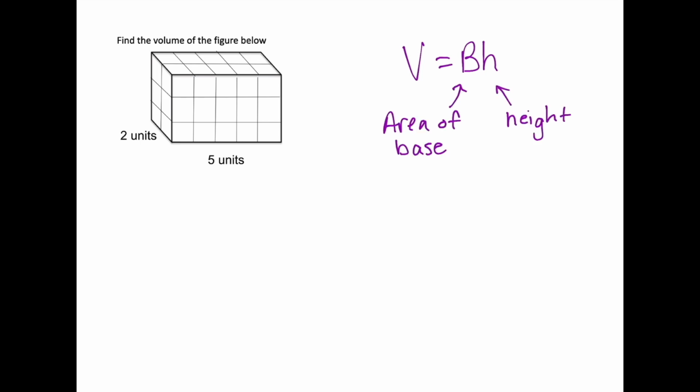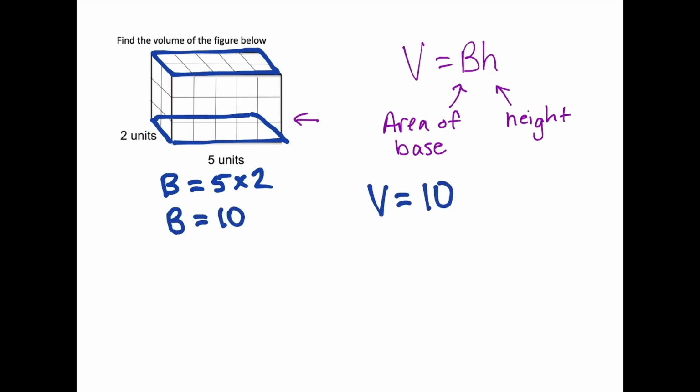But recall, the volume is how many cubic units fit in the inside. So we're looking to see how many cubes fit inside this shape. The area of the base would be a rectangle. To find the area of that rectangle, we would take 5 times 2. That's our capital B. So capital B is going to be 10. For our height, we can count how many units up, which is 3. So our height is 3. So our total volume of this prism is 30 units cubed. That means you would fit 30 of those unit-by-unit cubes inside the figure.